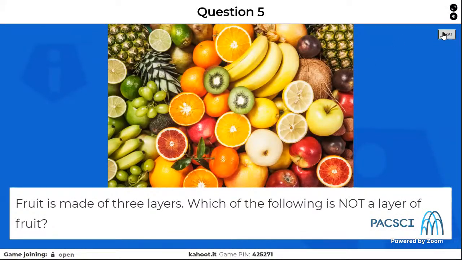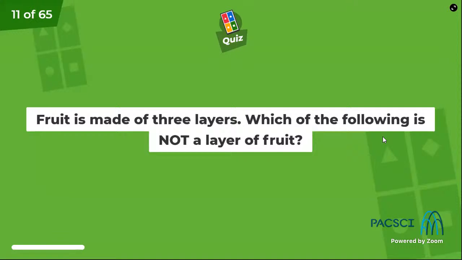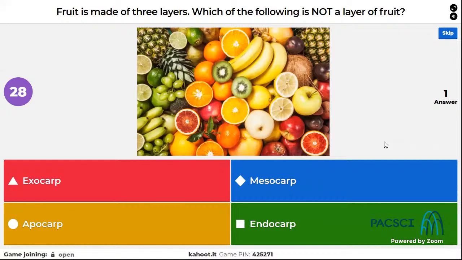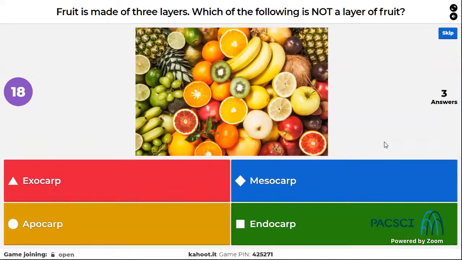Fruit is made of three different layers. Which of the following is not a layer of fruit? Exocarp, mesocarp, apocarp, or endocarp? Fruit is made up of three layers. Which of the following is not a layer of fruit? This one was a tricky question for me.